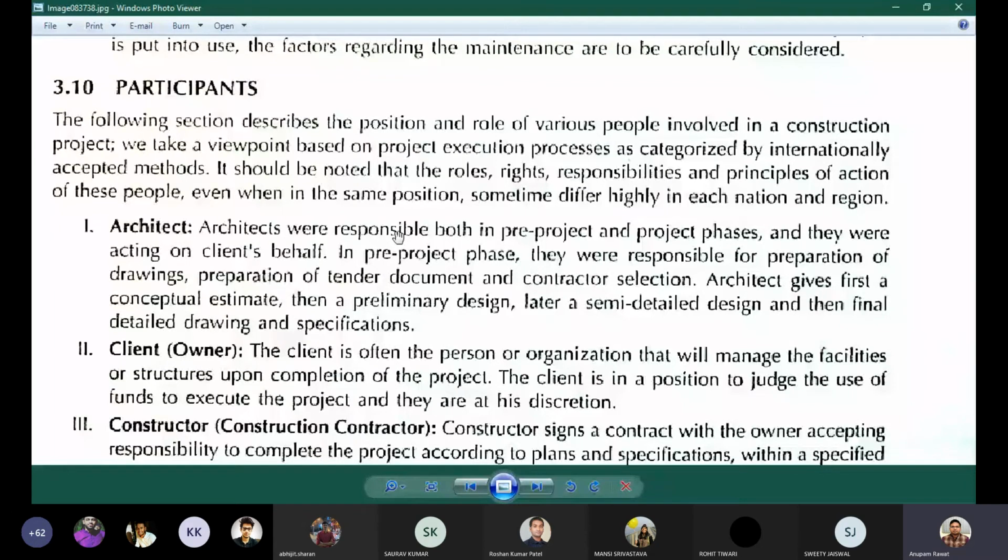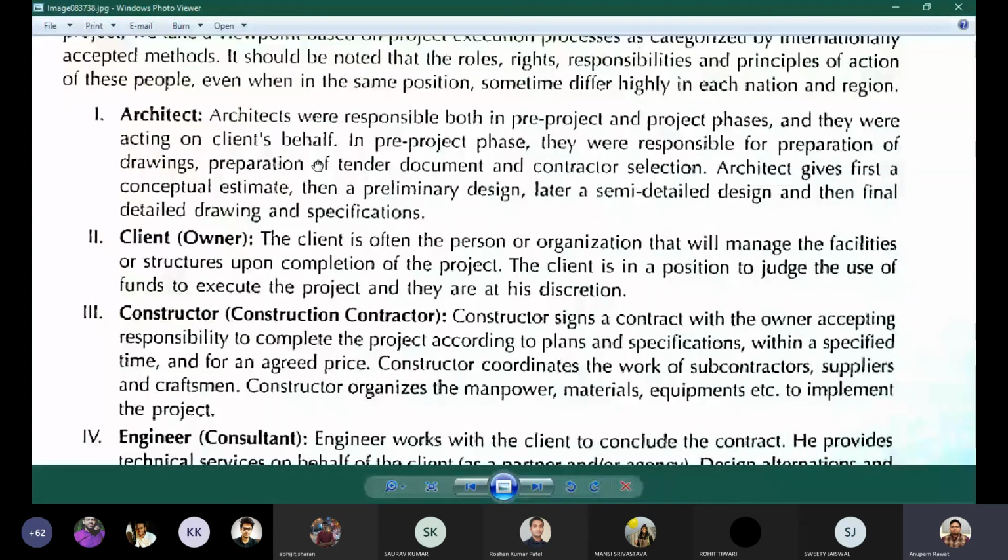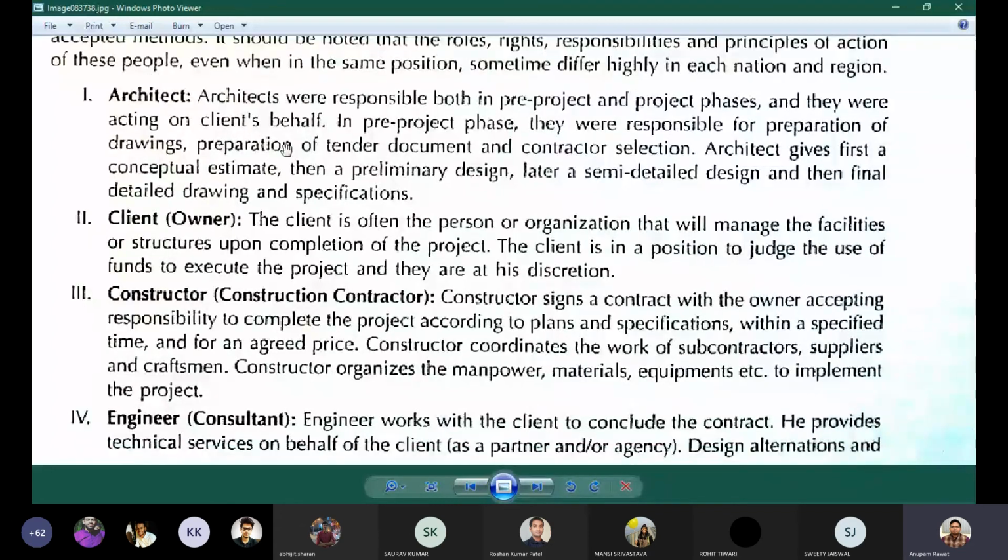But there are subcategories in the engineer and the contractor, so that we will see. So first one is the architect. You know what architects do. They are responsible for the pre-project and post-project phase, and they act on the client's behalf. In the pre-project phase, they are responsible for preparation of drawings, preparation of tender documents, and contract selection. The architect gives a first conceptual estimate, a preliminary design, later a semi-detailed design, and then final detailed drawings and specifications.